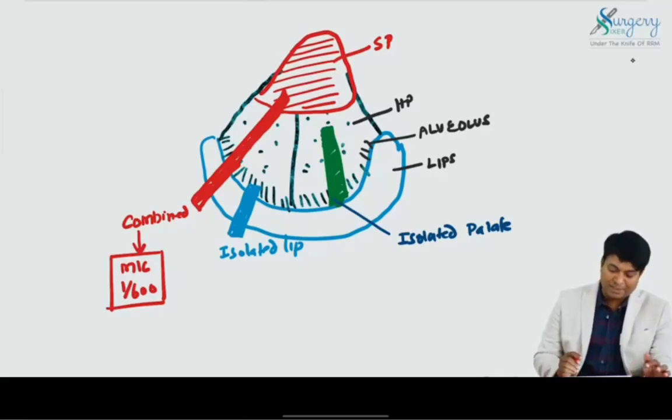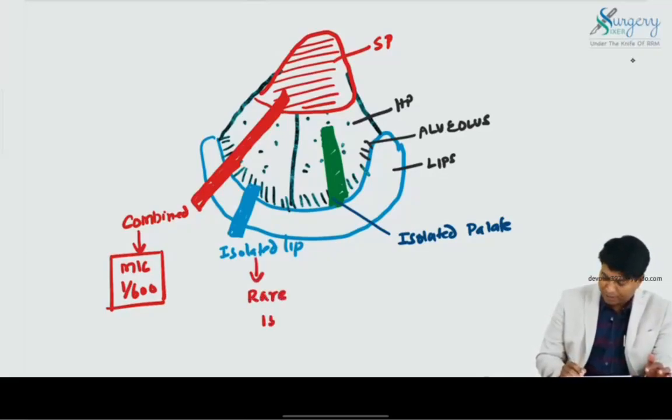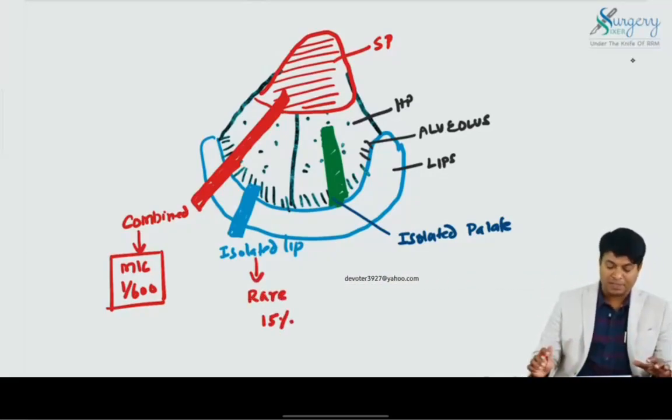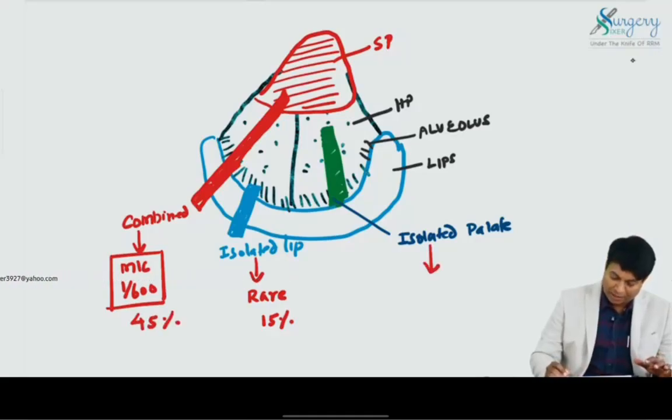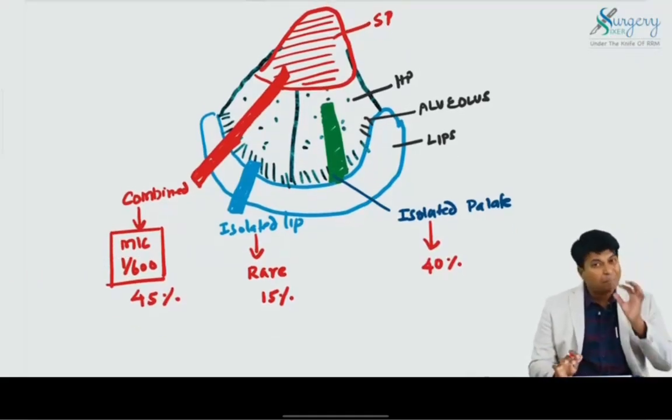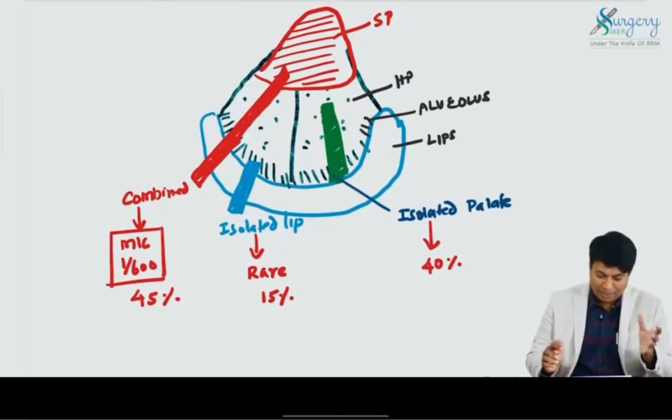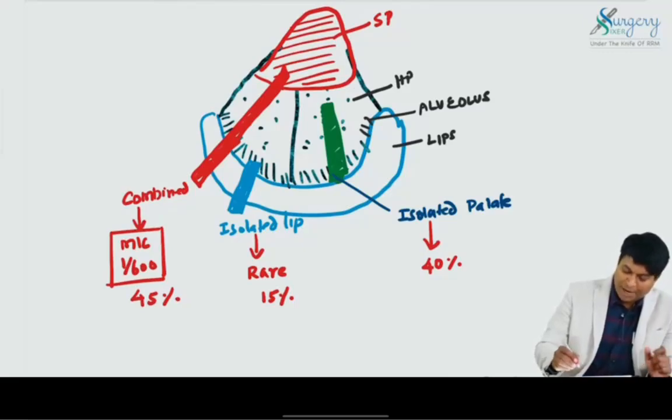So isolated lip is the rarest one. It is only 15% among the three. Combined is 45%. Isolated palate alone is 40%. Combined lip and palate is 45, lip alone is 15. Interesting point is this: combined cases are common in men.